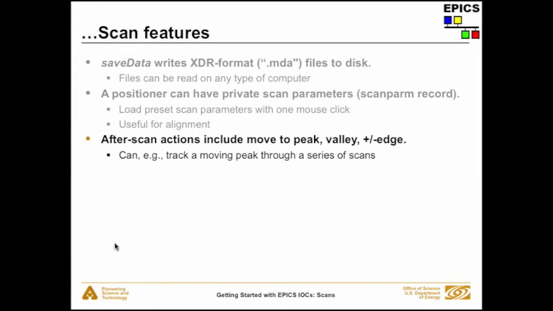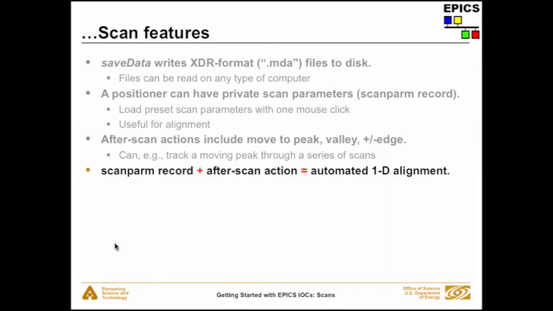After the scan is over, there are several options that I'll go through, but they include moving to a peak in the data, so you can do an alignment scan pretty easily. So a scan param record plus an after scan action basically is one button automated alignment for a single positioner, just one-dimensional alignment.